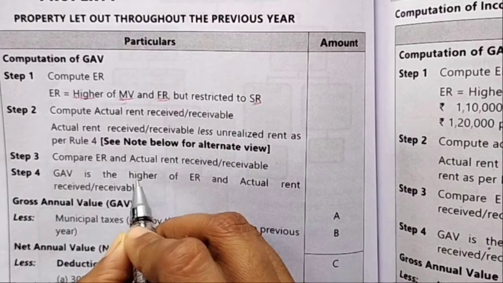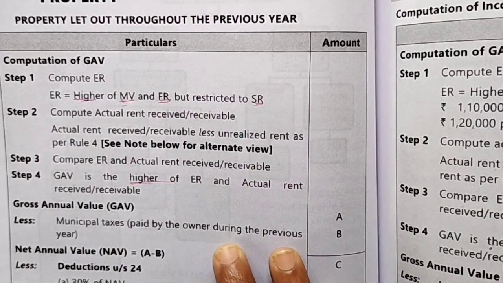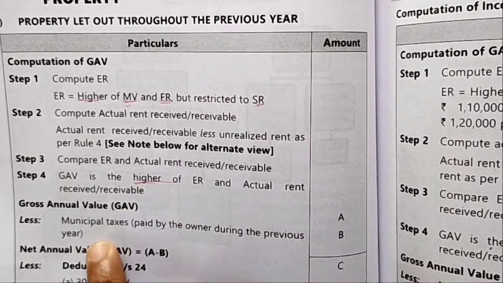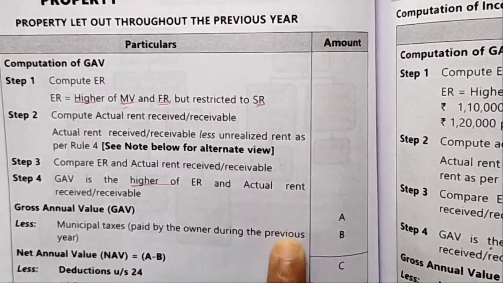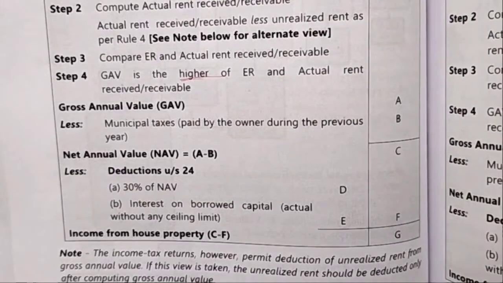Now the next step is to calculate the actual rent received or receivable less unrealized rent. Now we have computed the expected rent and the actual rent received less unrealized rent. We have to compare the both and take the highest. That highest value is the gross annual value. Now, from gross annual value, we have to deduct the municipal tax paid. Here we have to note that only the municipal tax paid is deducted. Payable is not deducted. After deducting the municipal tax paid, we get the net annual value.